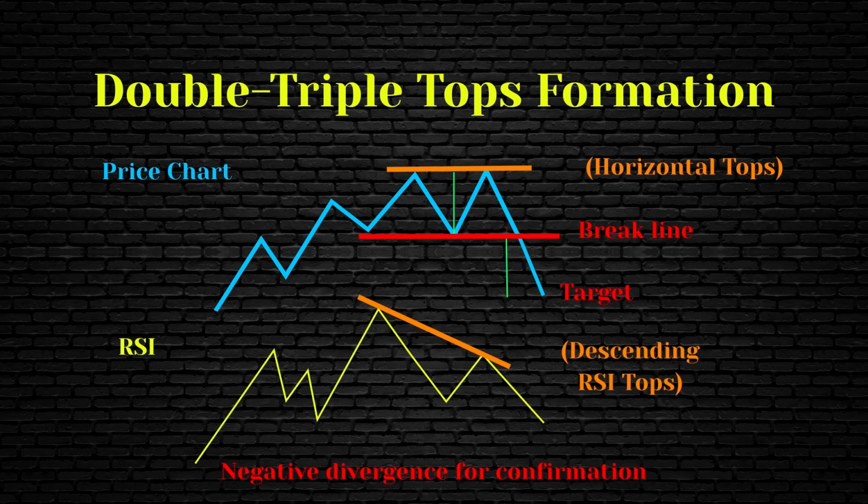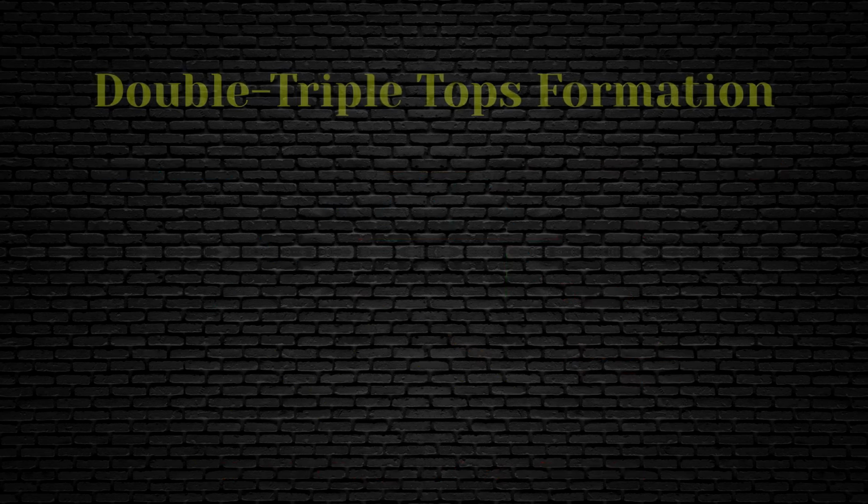The RSI indicator can also be used for confirmation. While the price forms peaks that are nearly equal and cannot surpass each other, you will likely see declining peaks in the RSI indicator, known as negative divergence. This can again be used for confirmation.